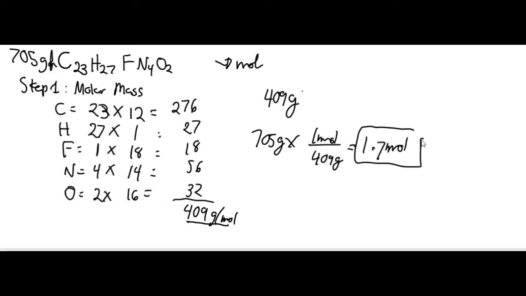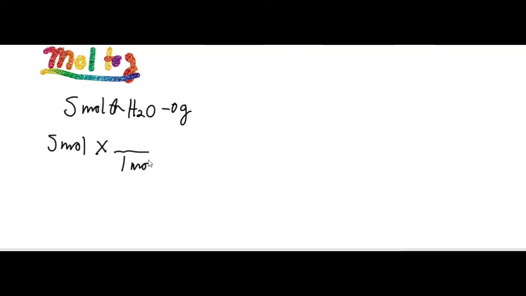So let's move on to the next topic. All right. Let's move on to our next topic, how to convert moles to grams. Let's have 5 moles of H2O. We want to convert into grams. So first step, we have 5 moles times 1 over mole. And in the top part, we'll multiply it with the molar mass.